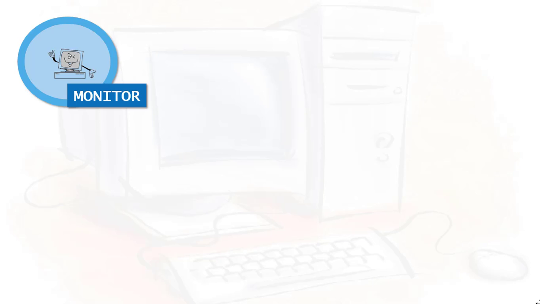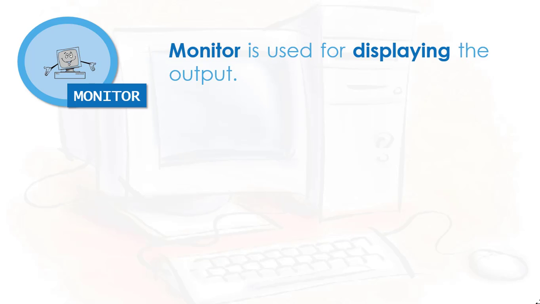Next one is a monitor. Monitor is used for displaying the output. As I told you in that IPO portion that we learned just a few minutes ago, we already learned about the output, right? What is output? The final result generated by the CPU after performing some operation on the input. That result we can see on the monitor screen, right? Means monitor is used for displaying the output.